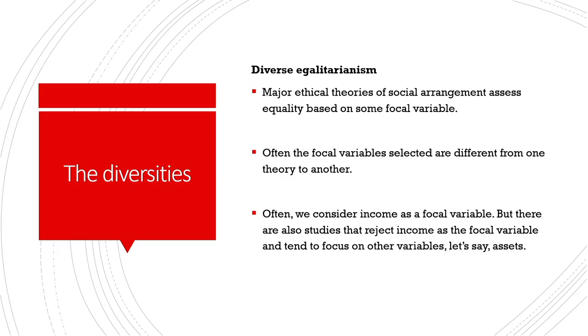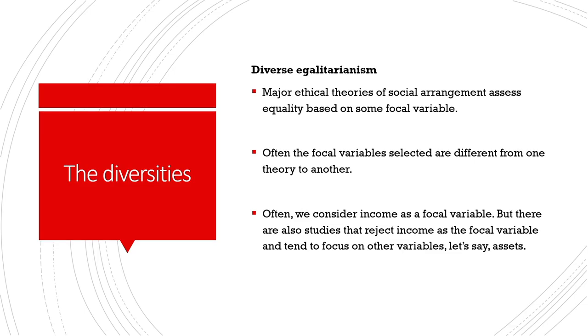He also talks about, in this context, diverse egalitarianism, taking reference to major ethical theories of social arrangements that assess equity based on some focal variables. For example, if you read the introduction to his book, you would see that he has taken reference to various philosophers such as Robert Nozick, who has used the concept of libertarianism to understand egalitarianism in a society. How liberty, or various kinds of liberties among people, are distributed has been used to understand a free society, or an egalitarian society.